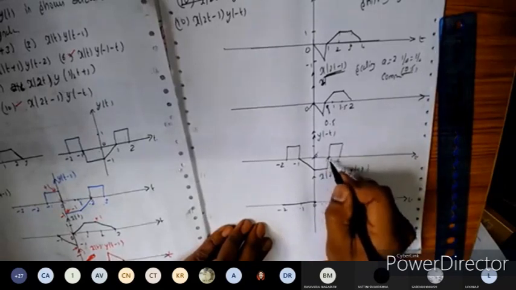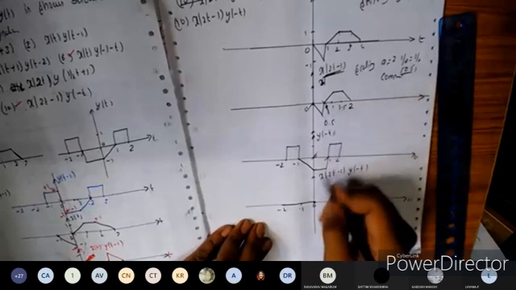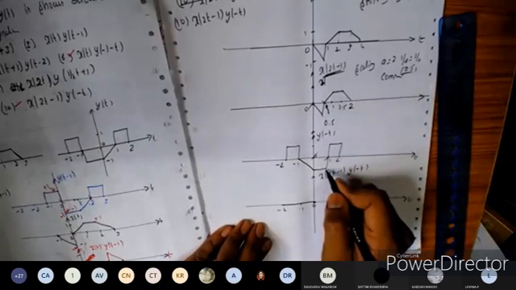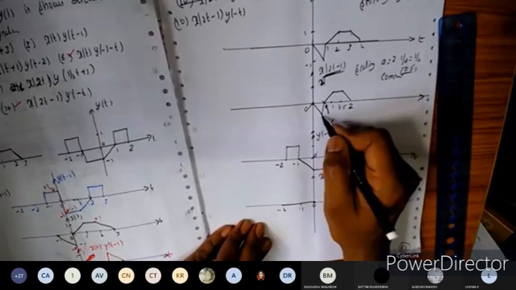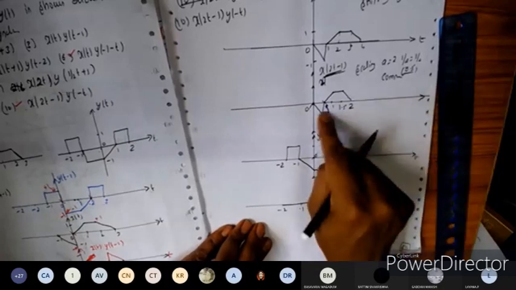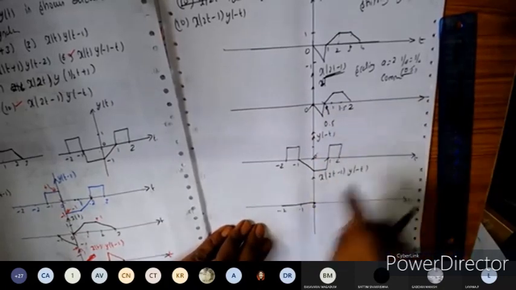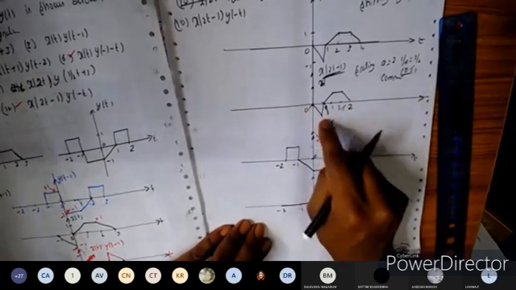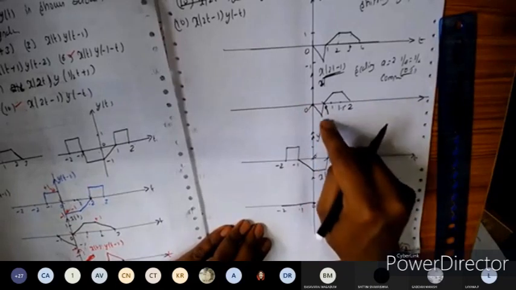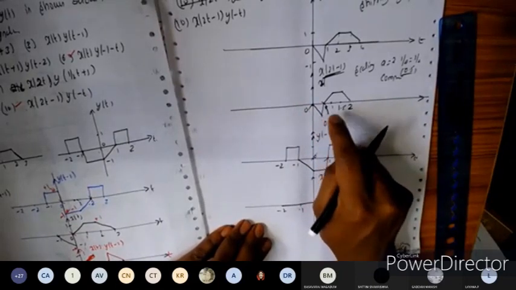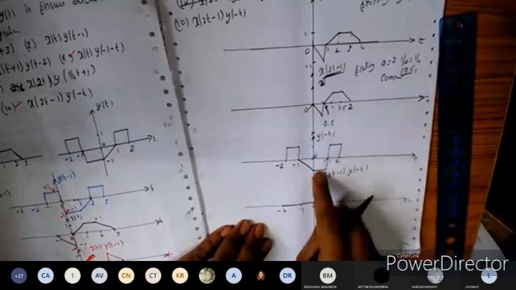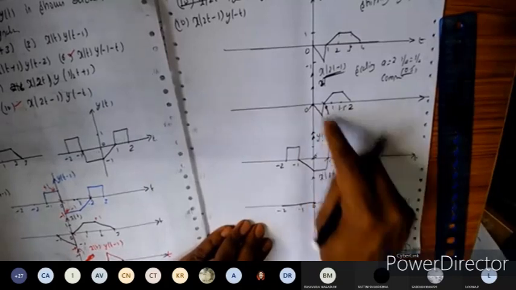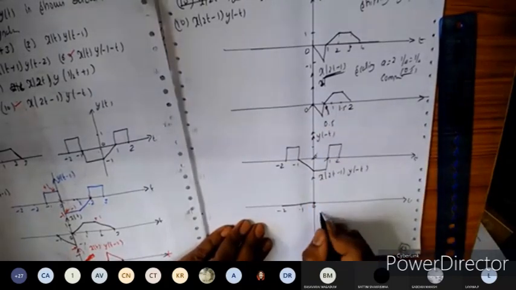For t equal to 1, it is 0. Less than minus 1, it is 0 only. Sorry, here also it is minus 1. Sorry, this is 0.5, no. 0.5. I just forgot the time axis here. So at t equal to 0.5, it is minus 1 here. So minus 1 multiplied by 0.5 will be minus 1 here.